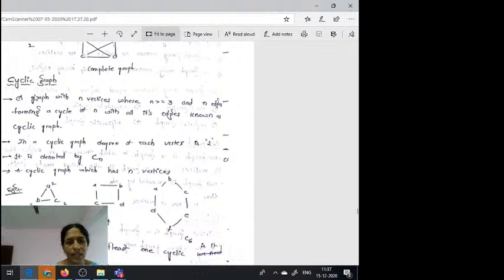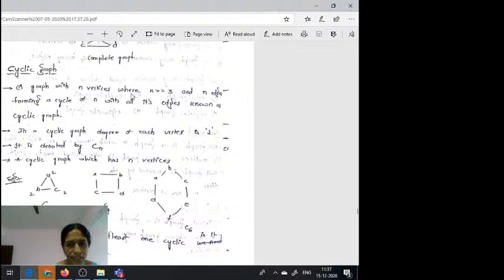So coming to this cycle graph, a graph with n vertices where n is greater than 3. So minimum 3 vertices. Whenever we can form any graph, you can make it a cycle graph. In that graph, minimum 3 vertices are there, and that means a graph with n vertices where n is greater than or equal to 3 and n edges forming a cycle.